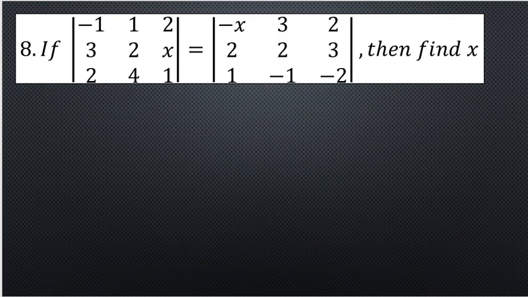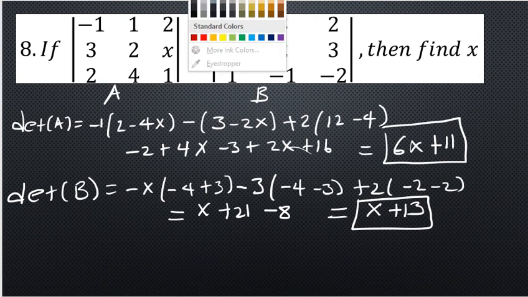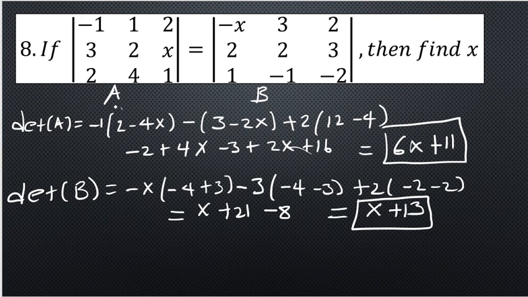The next one, question number 8, says there are two matrices, as you see here, 3 by 3 matrices. Their determinants are the same. This symbol is determinant. So let's find the determinant of each. Let us call the first matrix A and the second one B, as you see here. Then let's find the determinant for each.